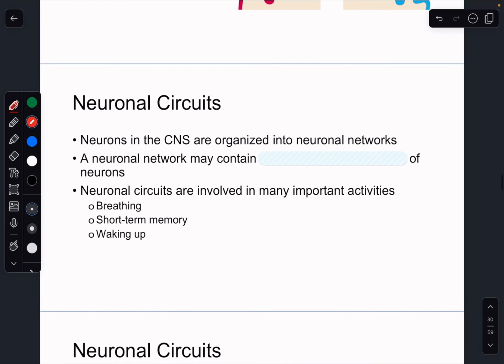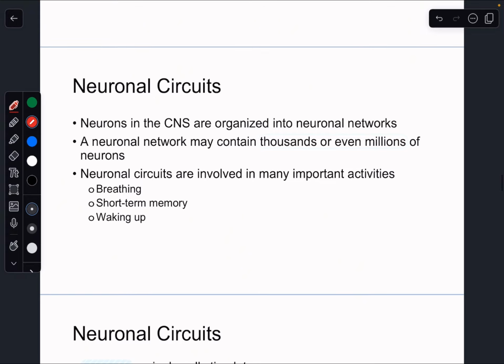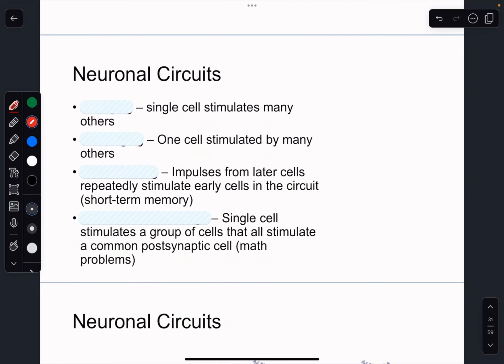All right, neuronal circuits. Neurons in the central nervous system are organized into neuronal networks. A neuronal network may contain thousands or even millions of neurons. Neuronal circuits are involved in many important activities such as breathing, short-term memory, waking up. So here are the different types of neuronal circuits.